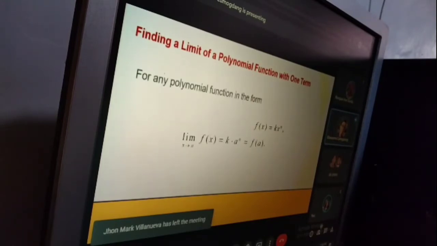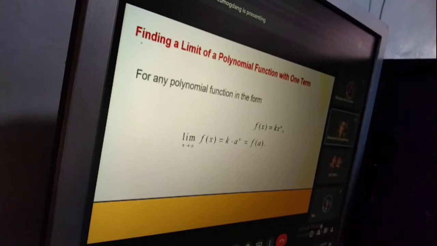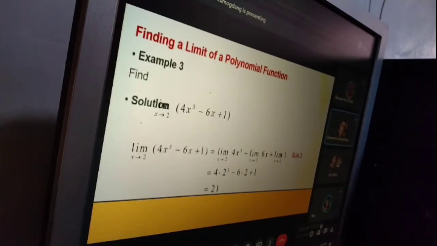Now, let's proceed now to the kanina linear. This time, finding a limit of a polynomial function with one term. So, for example, the f of x is equal to kx raised to n. So, the limit of f of x as x approaches a of k times a raised to n is equal to f of a. So, let us have an example. Okay, find the limit of 4x cubed minus 6x plus 1 as x approaches 2.